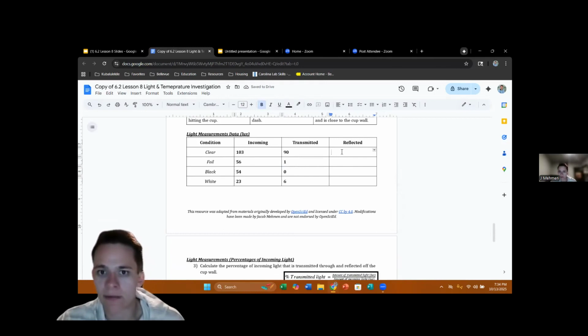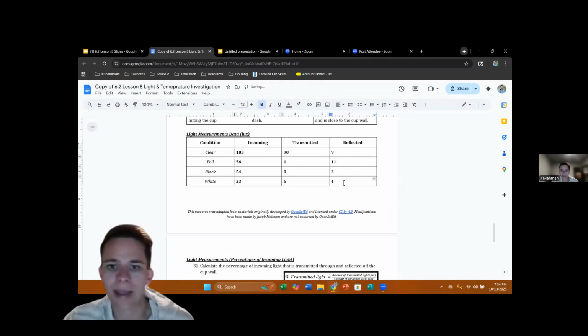Next, we can talk about the amount of light reflected. That was the light that bounced off of our cup. I measured that by holding the sensor towards the cup. For clear, I got 9. For foil, I got 11. For black, I got 3. And for white, I got 4.